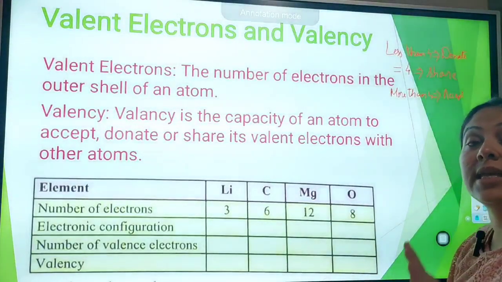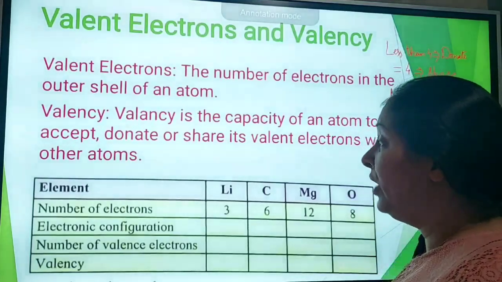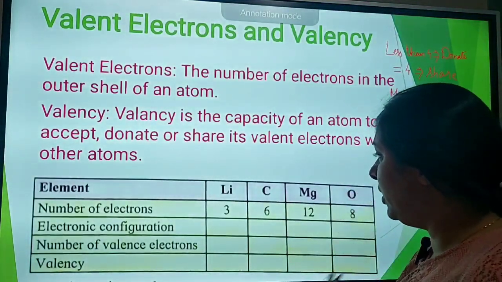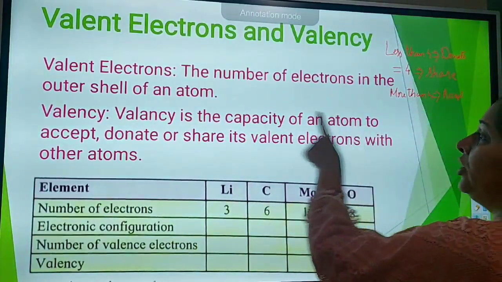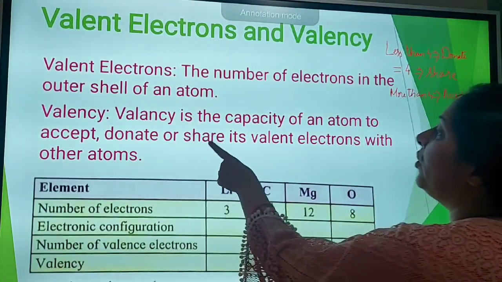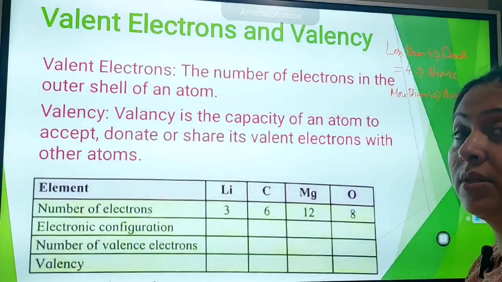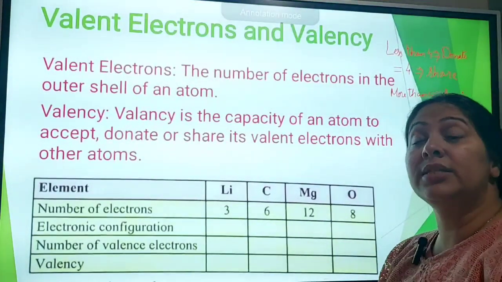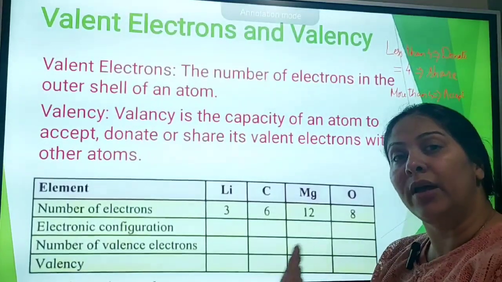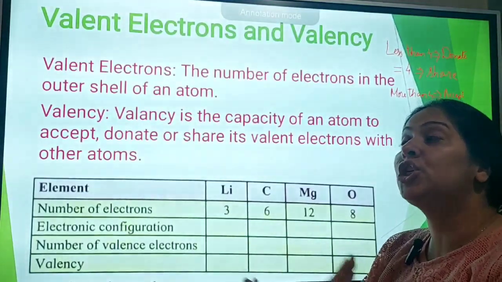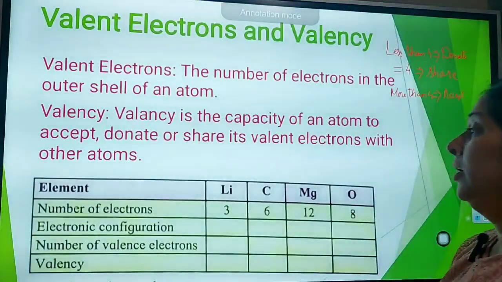So your valency cannot be more than 4. We will work this out in this chart. Okay, so valency is the capacity of an atom to accept, donate or share its valent electrons with other atoms. Molecules कैसे बनते हैं? Bonds कैसे बनते हैं? आदान प्रदान करके, एक दूसरे के साथ शेयरिंग या एक दूसरे को दे के या उनसे एक्सेप्ट करके.